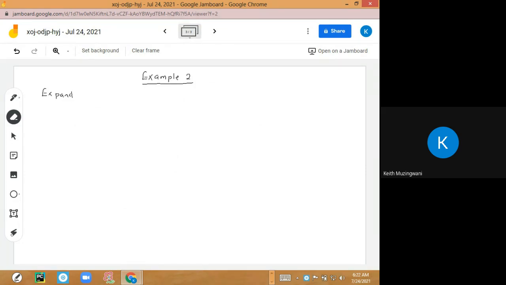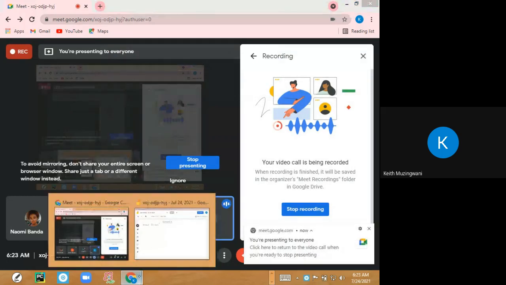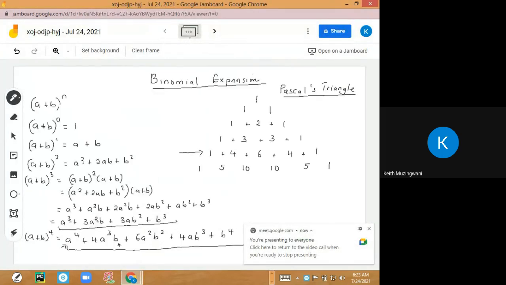So if we have another example, let's say example 2, where we are saying expand (x + 2y) to the power -1. You want to see if you can expand this. When you get back to Pascal's triangle, what you will find there is the power starting from 0, 1, 2, 3, 4 going up. So then we are stuck. How do you do that expansion?